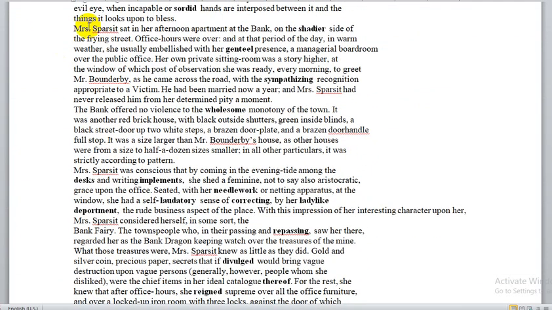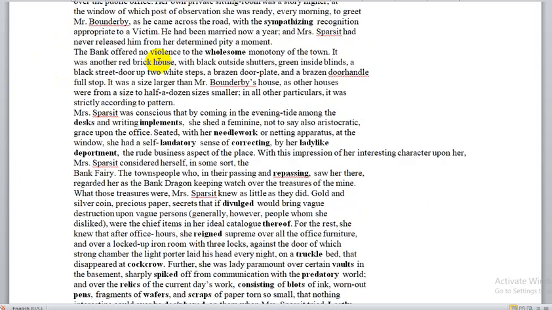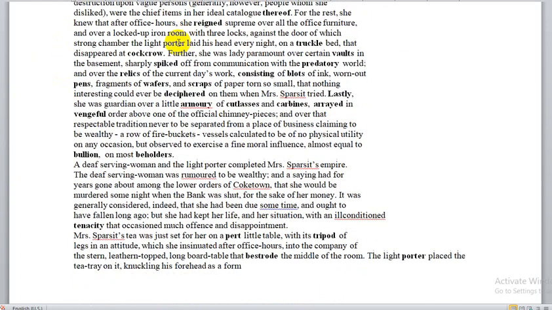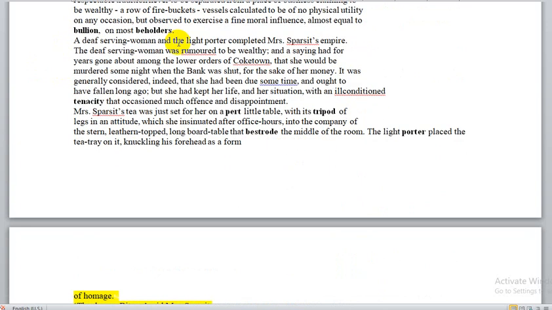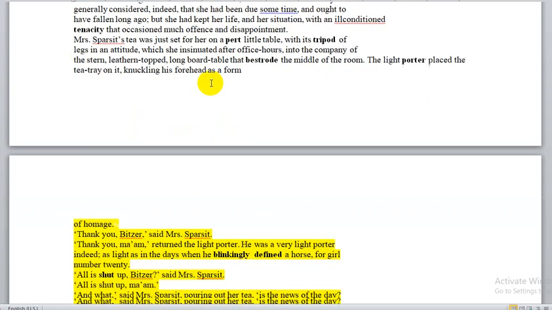I summarized everything. Now we understand that Mrs. Sparsit is living in an apartment at the bank on the shadier side of the Frying Street, etc. And these details are made clear. And that she has a serving woman. She is deaf. And a porter completed Mrs. Sparsit's empire, a person who works with her, who is Bitzer.